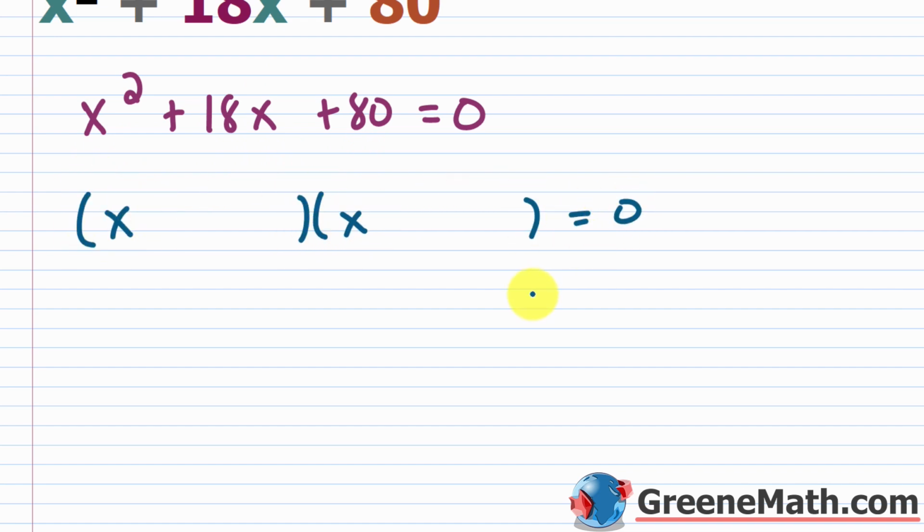And let me put the equal 0 over here. What goes here and here? Give me two integers whose sum is 18 and whose product is 80. That's going to be 10 and 8. So x plus 10 here and x plus 8 here.